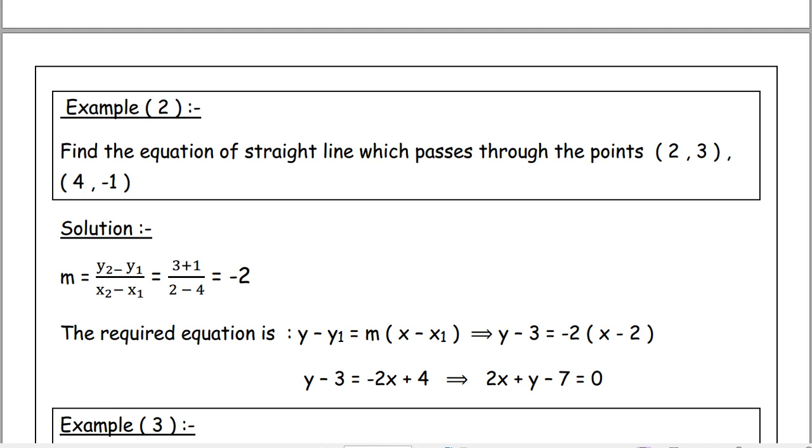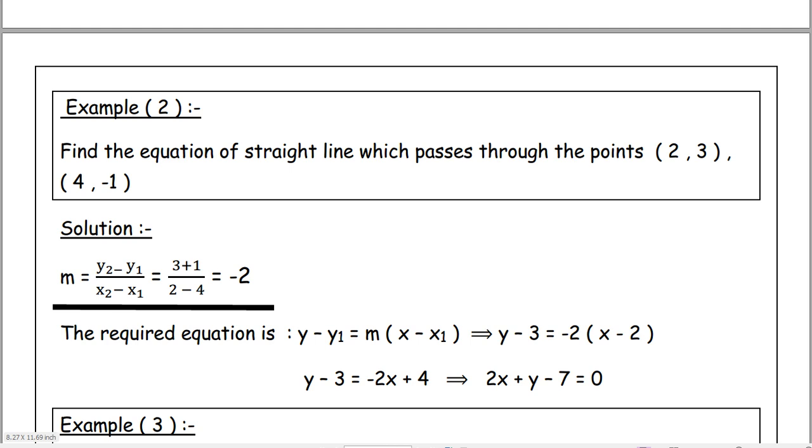The answer is negative 2. So this is the slope. This is the first step. Then the required equation. The main rule: y minus y1 equals m times x minus x1. What is y1? We can get it from the point. What is x1? Excellent, we can get it from the point. What is m? m is the slope.